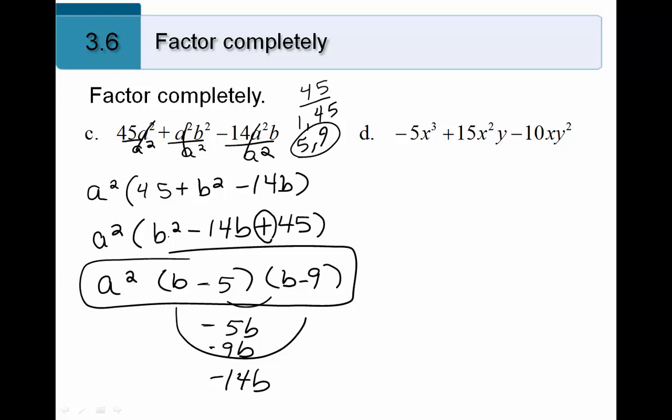All right, now notice the next trinomial. Since my leading term is negative, I'm going to factor out that negative. The GCF of 5, 15, and 10 is 5. We have an x cubed, an x squared, and an x, so the GCF there is an x. So I'm going to factor out a negative 5x.